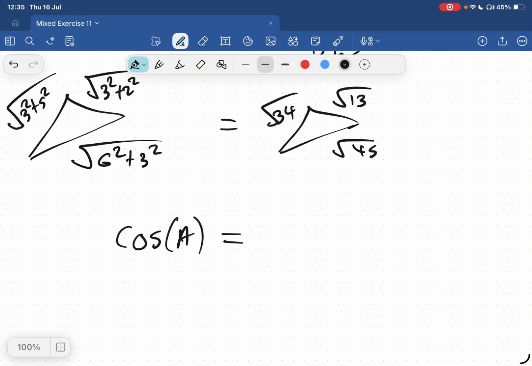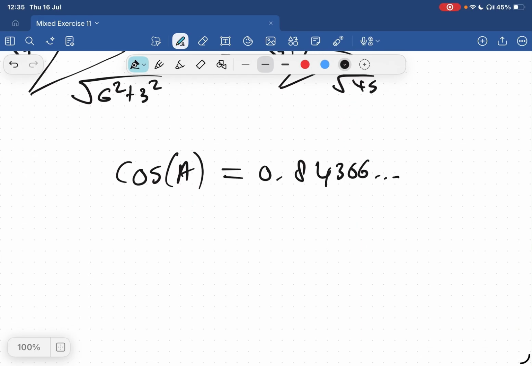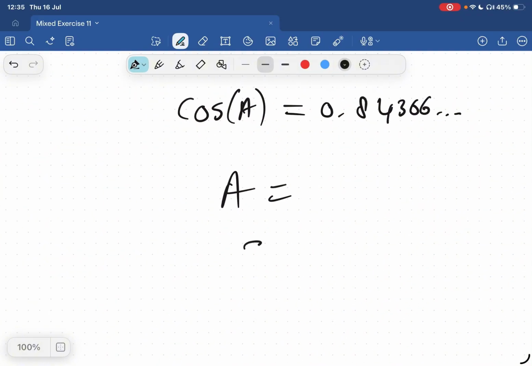Okay, we're going to get 0.84366, blah, blah, blah. Just use that as answer in your calculator, cos inverse, and then we're going to get 32.5. Okay, and that is the angle that we needed.